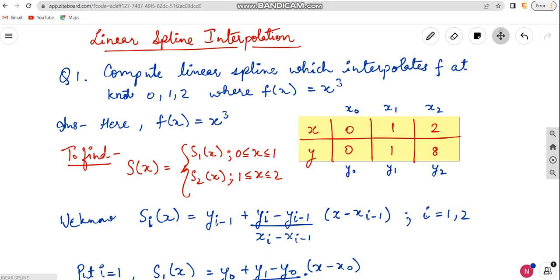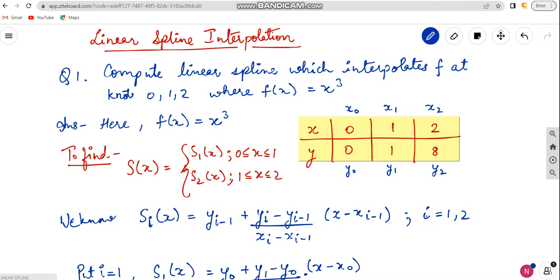Compute the linear spline which interpolates f at the knots 0, 1, 2, where the function is x cubed. So here you will see that I have created a table of x and y. Where x is 0, 1, 2, correspondingly my y, that is f(x), is x cubed, which is given by 0, 1 and 8 respectively.